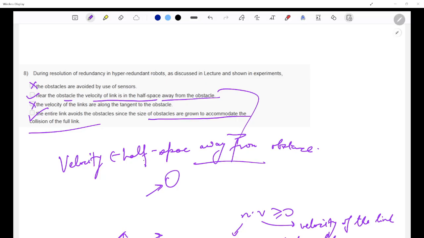Okay. So if there is a wall and you're moving, you should not move towards the wall. The allowed motion is any side but towards the wall. So this is exactly the half space constraint. So obstacle avoidance in hyper redundant robots, the velocity is constrained to the half space away from the obstacles, and the obstacles are enlarged to account for full link lengths. Okay.